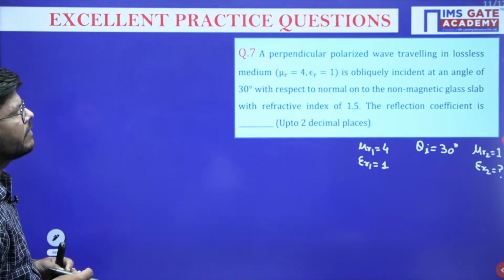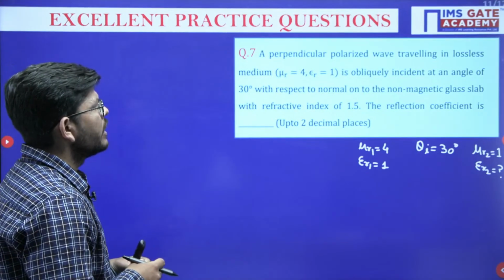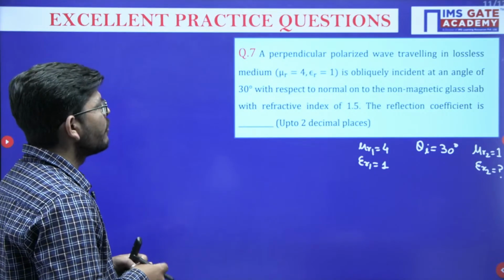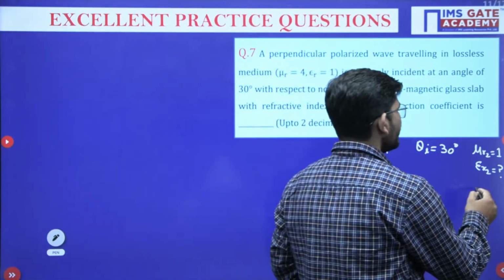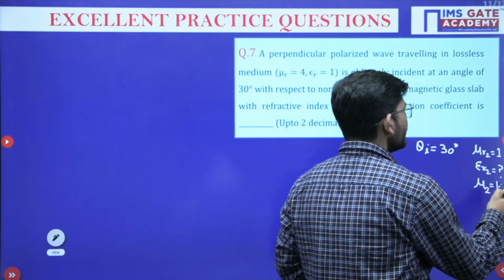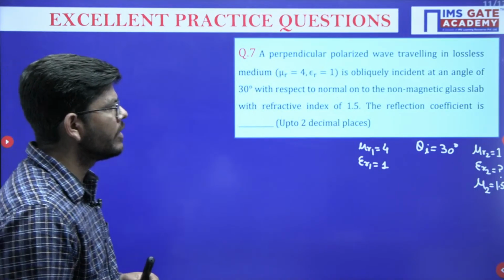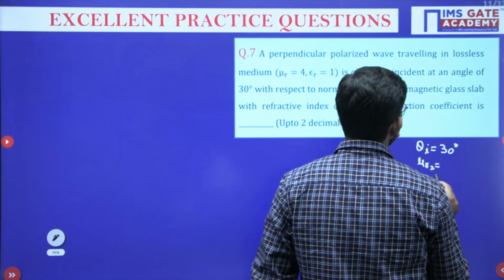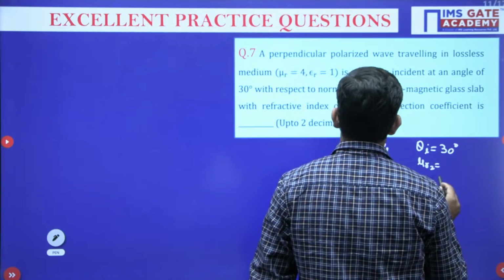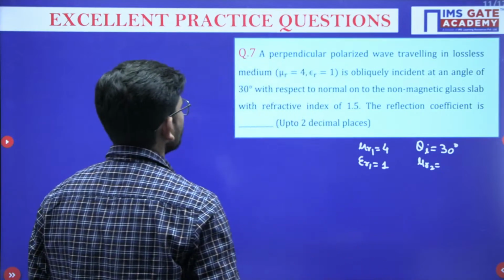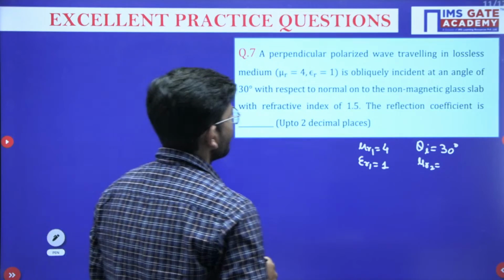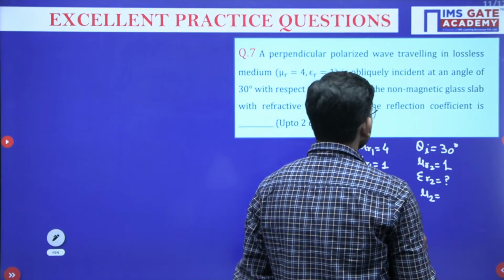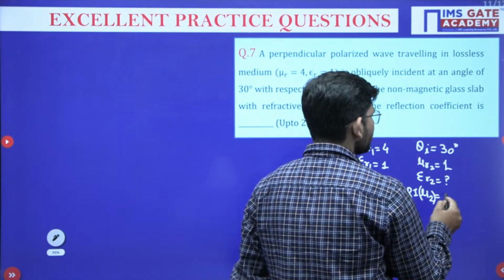So a perpendicular polarized wave traveling in a lossless medium with these parameters, incident at an angle of 30 degrees with respect to the normal on the non-magnetic glass slab, with a refractive index of 1.5. So the refractive index in this case, mu2, is given to us as 1.5. We have the value of refractive index. Is it visible? Not visible, so let me draw it here. Mu r2 is equal to 1, yes, non-magnetic slab. Epsilon r2 we don't know, and refractive index is given to us, 1.5.